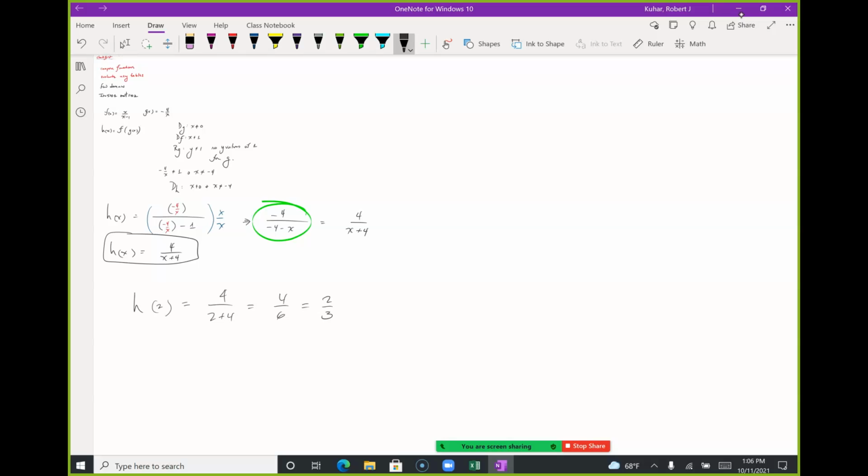Good, let's find g of 2. It's negative 4 over 2, it's negative 2. And let's find f of negative 2. That's negative 2 over negative 2 minus 1. That's negative 2 over negative 3. That's 2/3. No, we're not surprised that my individual machines gave me the same result as the composition.